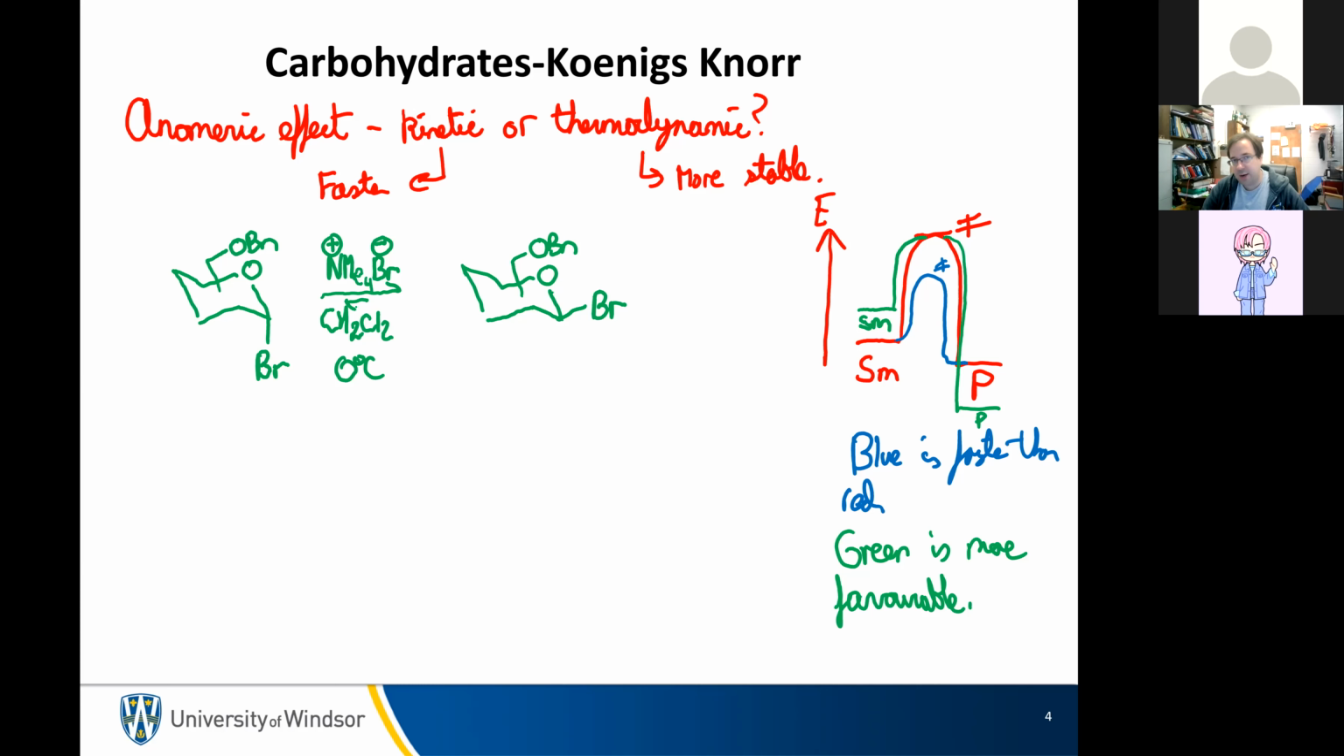And that difference was the anomeric effect. And then when we had a reaction and we stuck in a methoxy group, the alpha predominated. So the anomeric effect favoring alpha. Do you think that's primarily a kinetic or a thermodynamic effect?